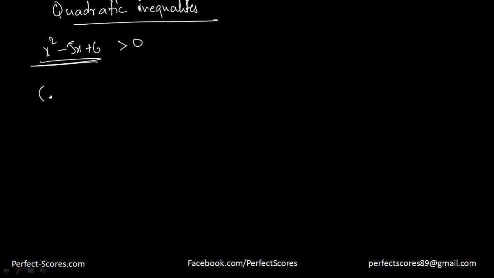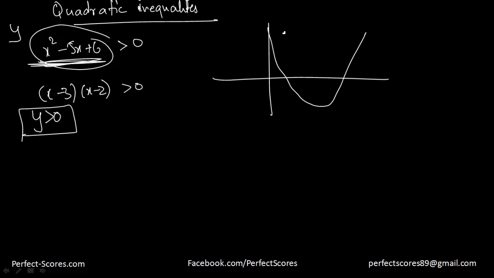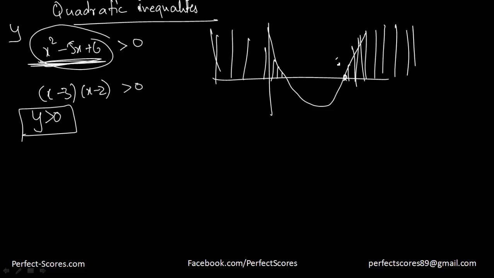So what you do is we factorize this, we find the value of the roots. So this is how this function is going to look like. So now we want the value of this function. What is this? This is nothing but the y. We want y to be greater than 0. Where is y greater than 0? At all these x values, y is greater than 0. Now this is x is equal to 3 and this is x is equal to 2, right? These are the roots of this function.